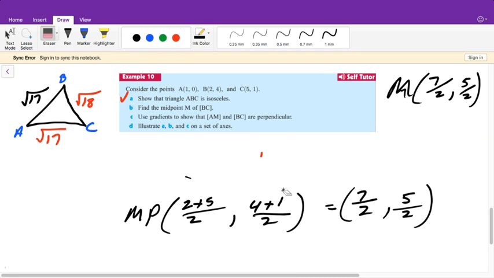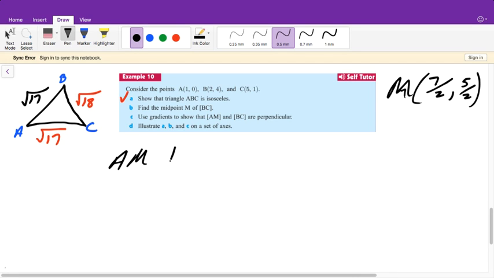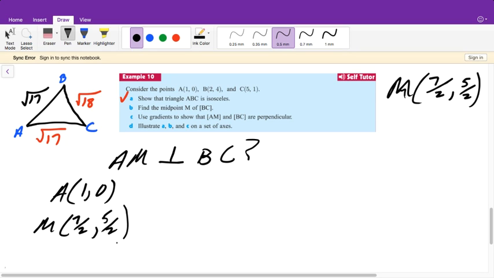All right, it tells us to use the gradients to show that AM and BC are perpendicular. So what that means then is we need to find the slope because we're trying to see, is AM perpendicular to BC? So what we need to do then is we need to find the slope of AM. Well, we know A has points of 1, 0. We know M has points of 7 over 2 and 5 over 2. So we'll find the slope.